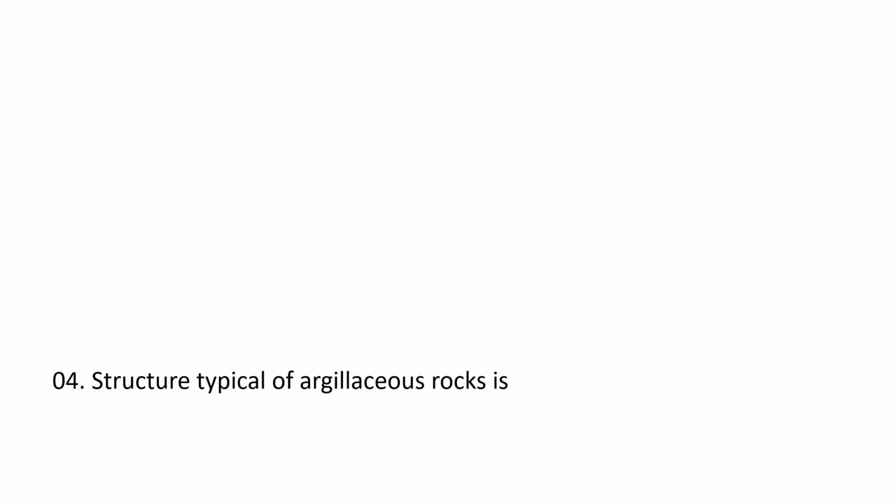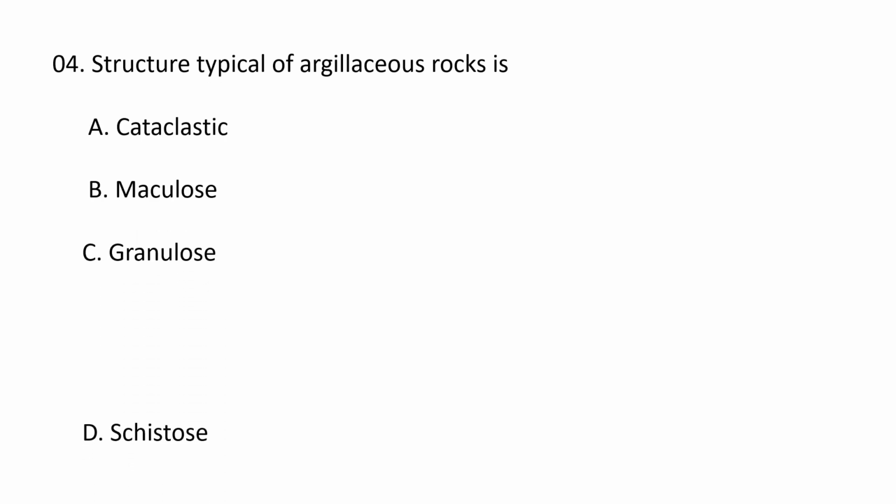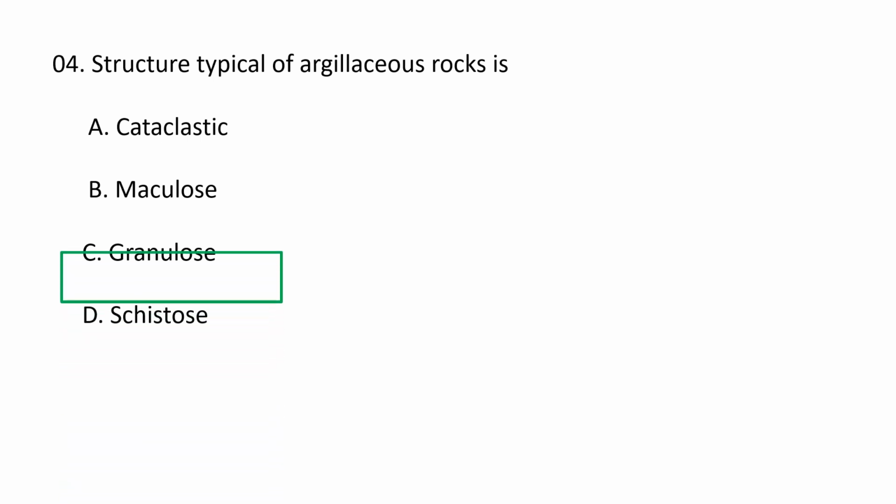Next question. Structure typical of argillaceous rocks is A. Cataclastic, B. Maculose, C. Granulose, D. Schistose. The structure typical of argillaceous rocks is maculose.